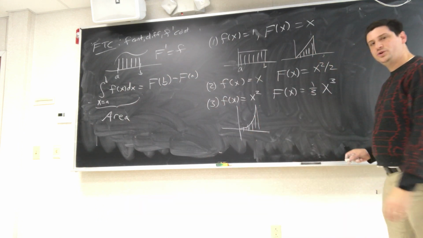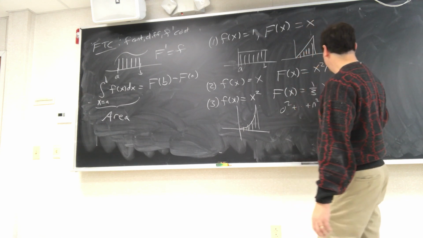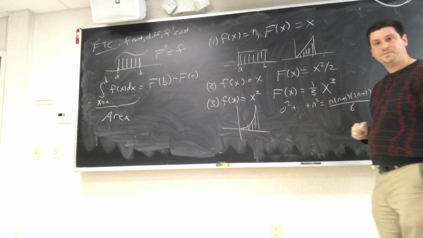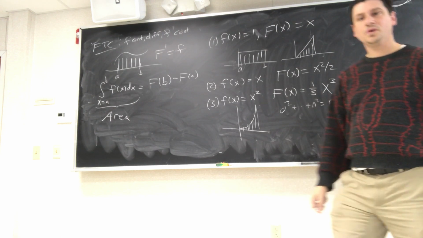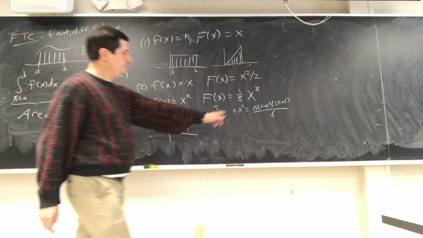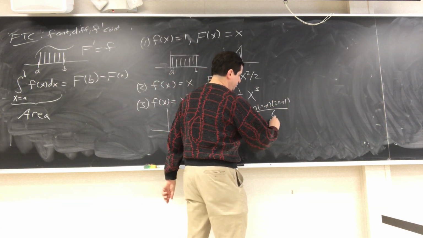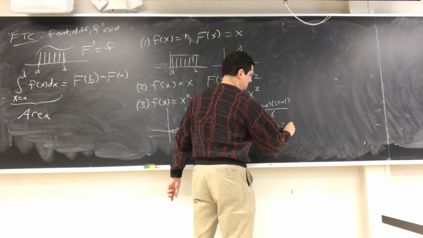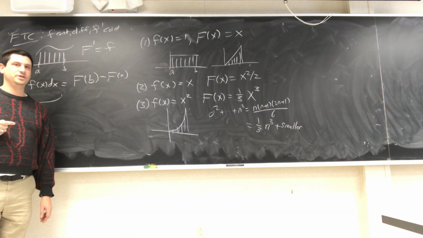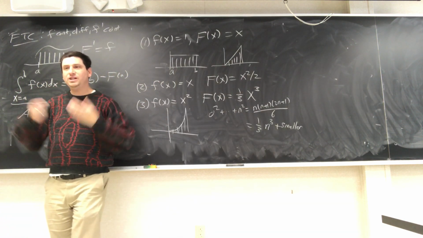And if you think about that sum we saw earlier, 0 squared plus up to n squared is n times n plus 1 times 2n plus 1 over 6. If you look at this, what is the main term? Well, the main term is going to be 2n cubed over 6, or 1/3 n cubed plus smaller terms. And that really looks like the 1/3 x cubed. When we're adding 0 squared plus 1 squared plus 2 squared all the way up to n squared, we're really doing a Riemann sum.